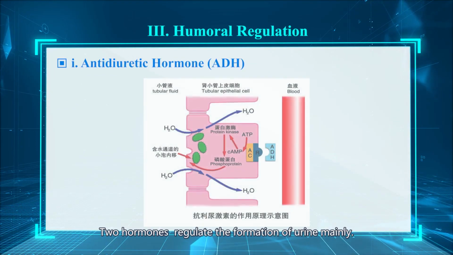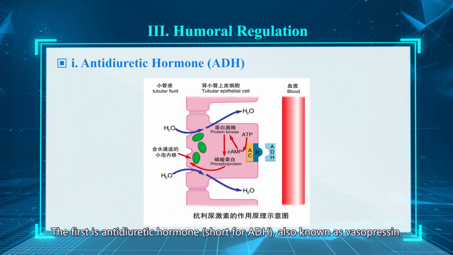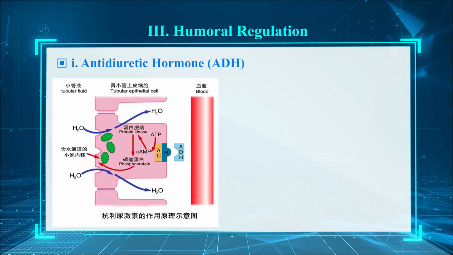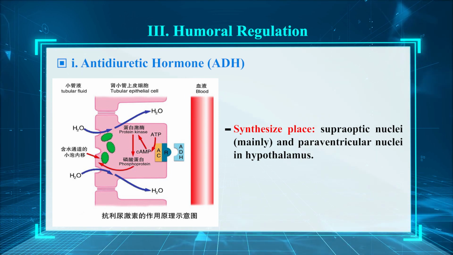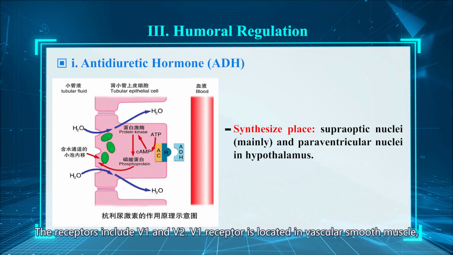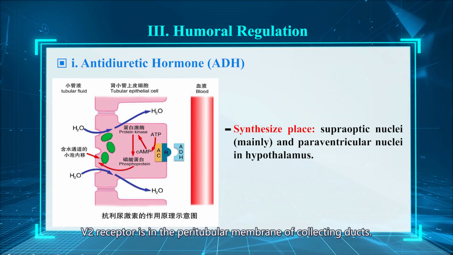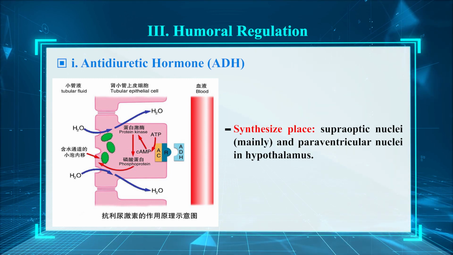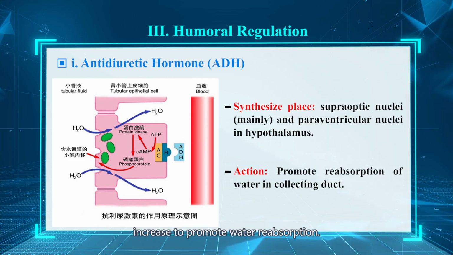Two hormones mainly regulate the formation of urine. The first is antidiuretic hormone, short for ADH, also known as vasopressin. It's synthesized by the supraoptic and paraventricular nuclei in the hypothalamus, then transported to be stored in the posterior pituitary gland. The receptors include V1 and V2. The V1 receptor is located in vascular smooth muscle, which can increase blood pressure. The V2 receptor is in the peritubular membrane of the collecting duct. If it binds with ADH, water channels on the lumen membrane increase to promote water reabsorption.